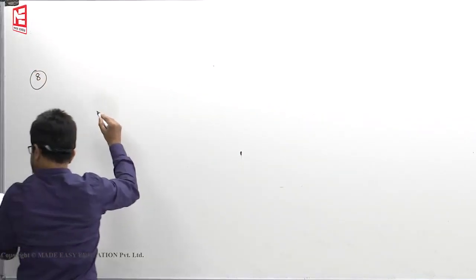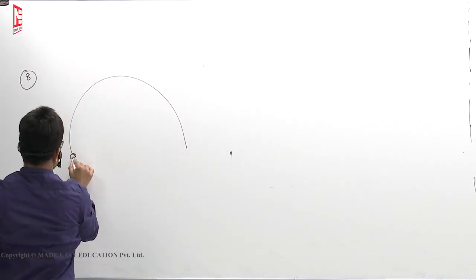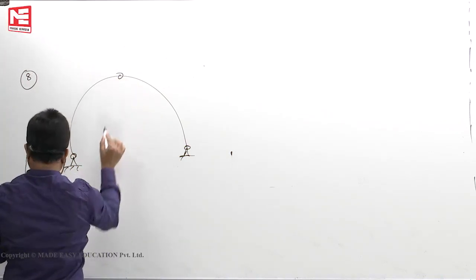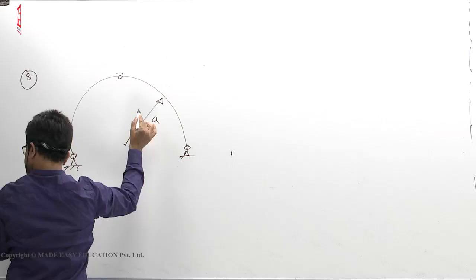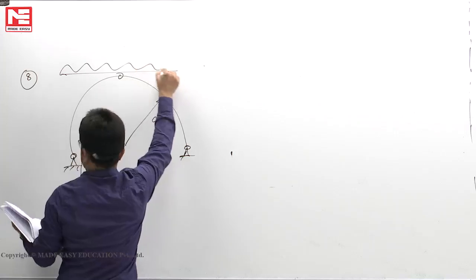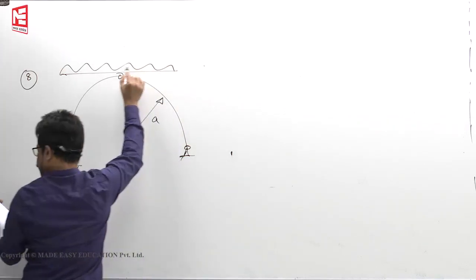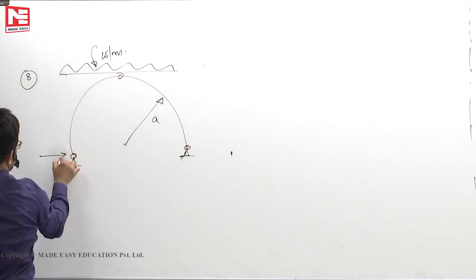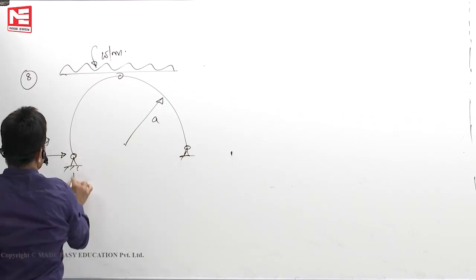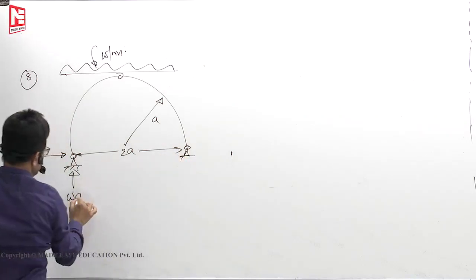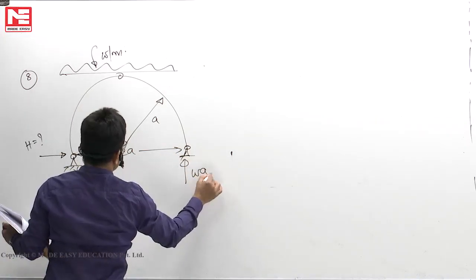Next one, a three-hinged semicircular arch of radius A, subjected to a uniformly distributed load of W per unit length over the whole span, W per meter. The horizontal thrust is given by. So the vertical reaction is W into the total distance, which is 2A. So W into A here, vertical reaction W into A.